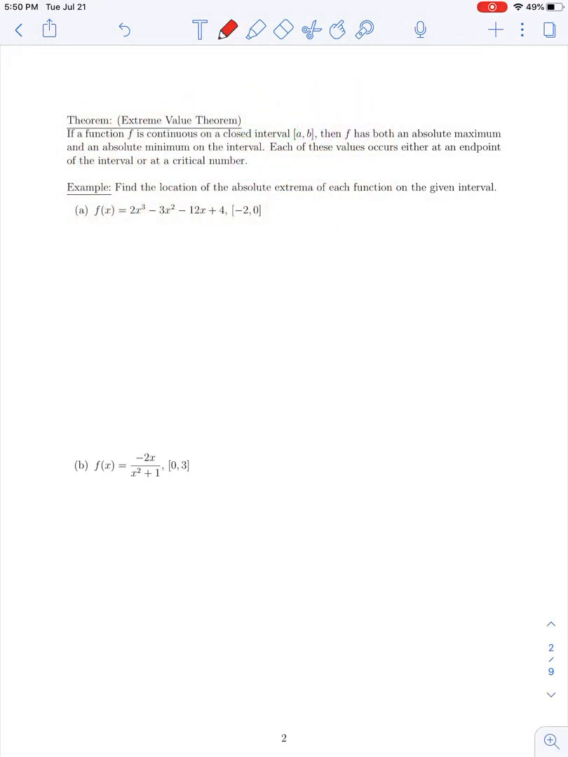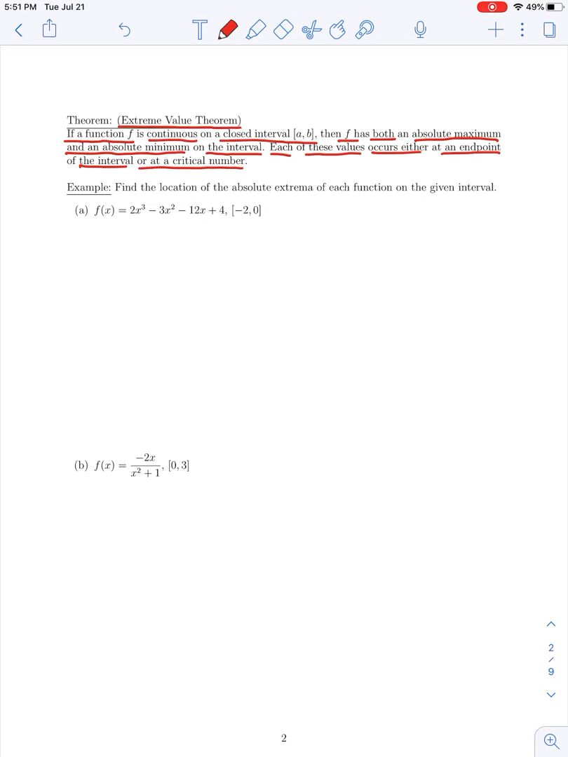So those questions are answered by a result known as the extreme value theorem, which says if we have a function f, which is continuous on some closed interval from a to b, so including the endpoints, then f has both an absolute maximum and an absolute minimum on that closed interval from a to b. Moreover, each of these values occurs either at an endpoint of the interval, or at a critical number. So when we're looking for the absolute extrema of a function, we know as long as our function's continuous over a closed interval, it does have absolute extrema, both a maximum and a minimum. And those values occur either at the critical values of our function or at the endpoints of that interval.